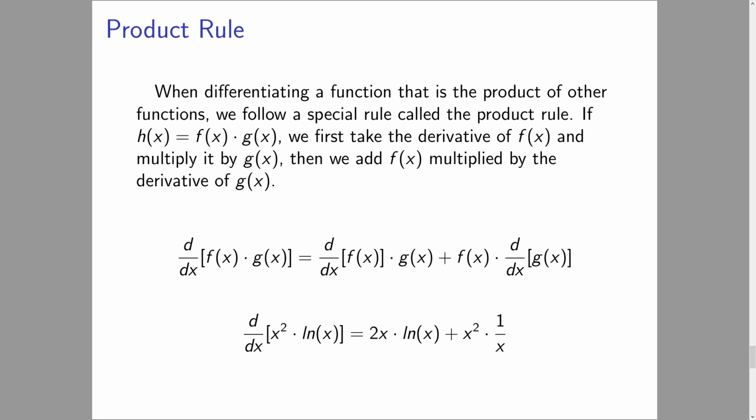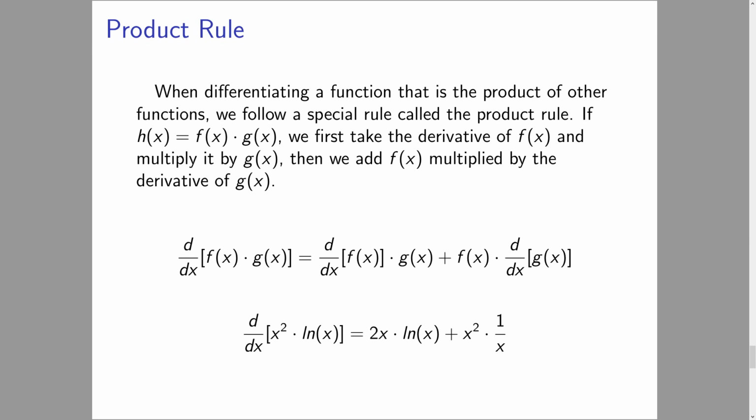Next up is the product rule. When we differentiate a function that is the product of other functions, we follow this special rule. If we have h of x equal to two functions, f of x times g of x, then we first take the derivative of f of x and multiply it by g of x, and then we add f of x multiplied by the derivative of g of x.